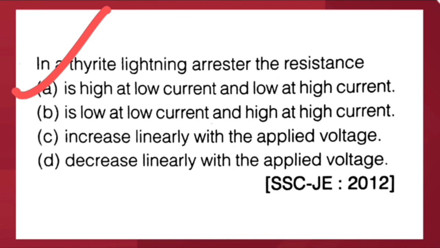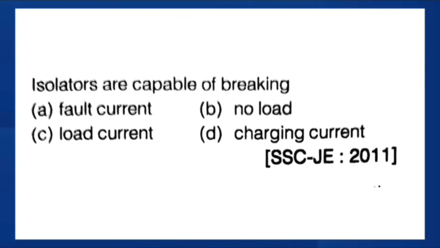Isolators are not capable of breaking any appreciable current and their operation is normally interlocked to ensure that this does not occur. They are, however, capable of breaking the small charging current of bus bars. So isolators are capable of breaking charging current.